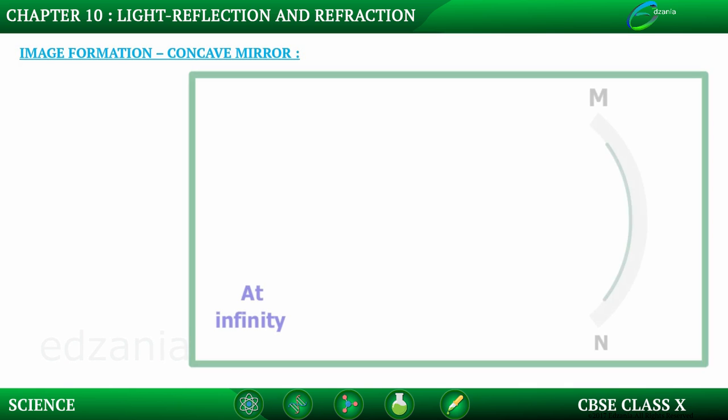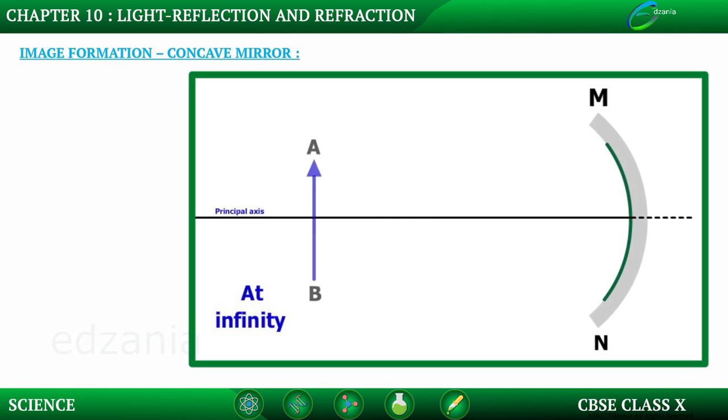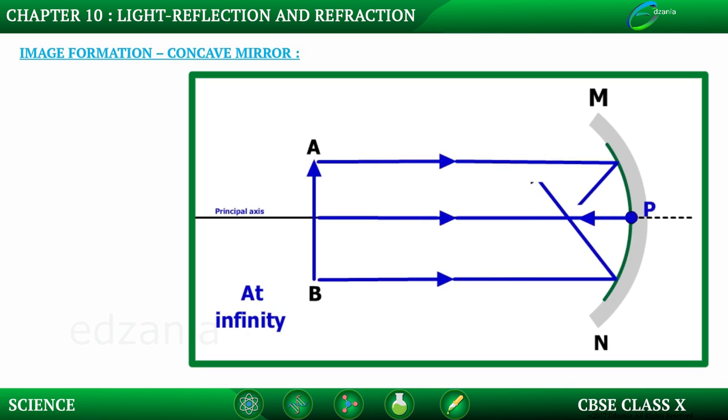Here, in all the cases, to draw the image of the object, we will consider two points, the top and the bottom points of the object, and we understand that the rest of the points in between will follow the same pattern and the image will be formed. Here we are considering the first case where the object is kept at infinity.